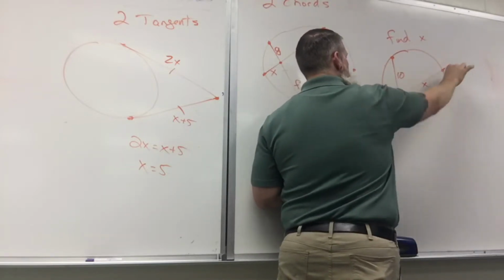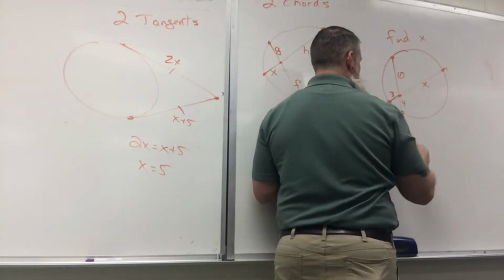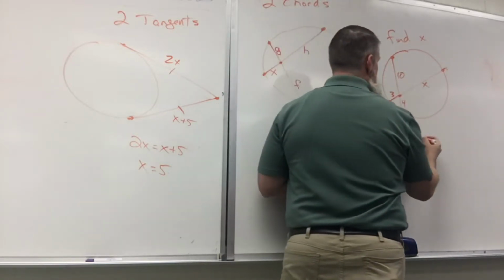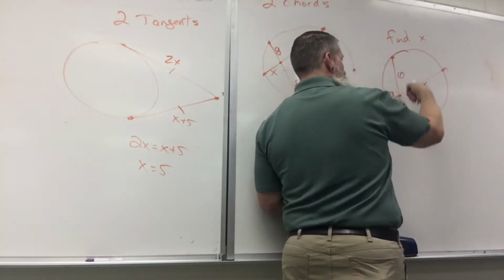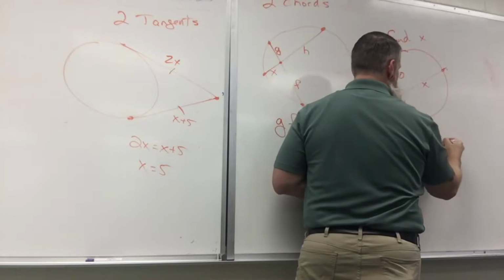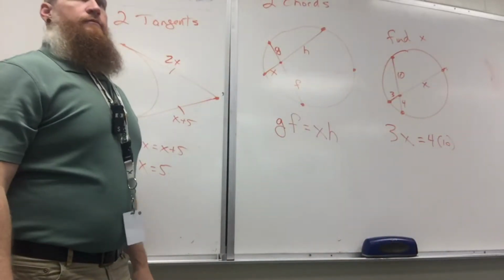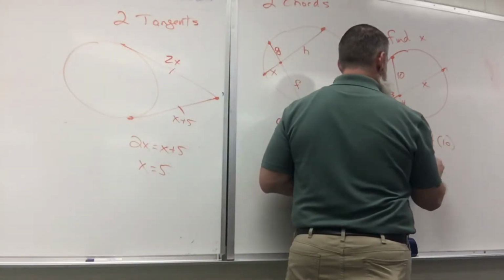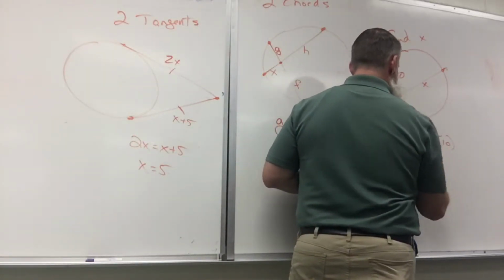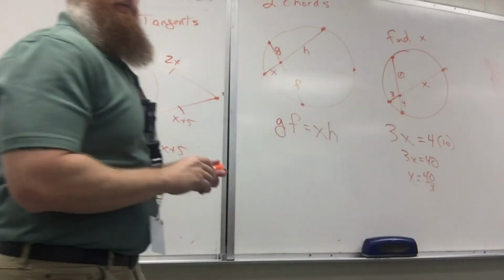So this chord right here with the x on it is broken up into 3 and x. If you multiply those together, it's going to be equal to the other two parts multiplied together. So this chord is broken up into 10 and 4. So that's how the setup would be. So 3x equals 40. So x is whatever 40 divided by 3 is.